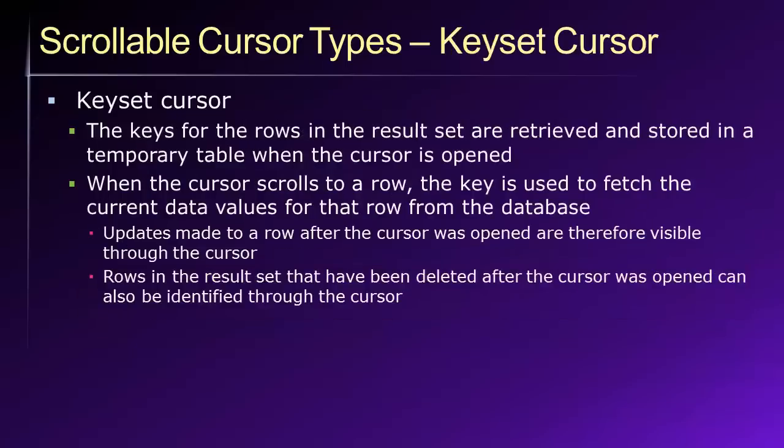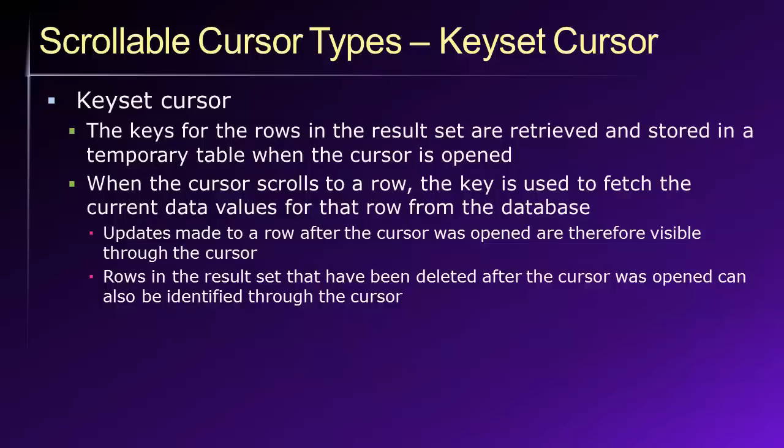The next scrollable cursor type is called a keyset cursor. And the way that a keyset cursor works is that when a cursor is opened, rather than fetching the entire result set, the database will fetch all of the key values for the rows in the result set and store those key values in a temporary table. So for our purposes, let's consider this to be primary key values.